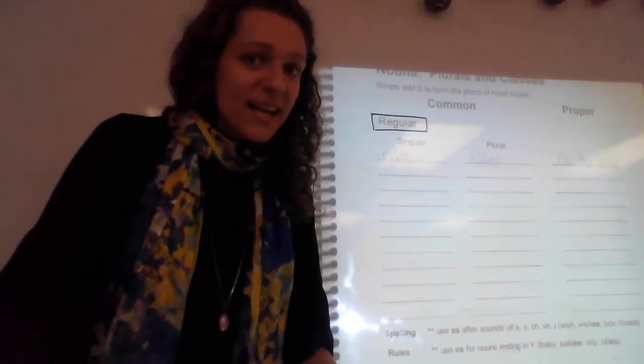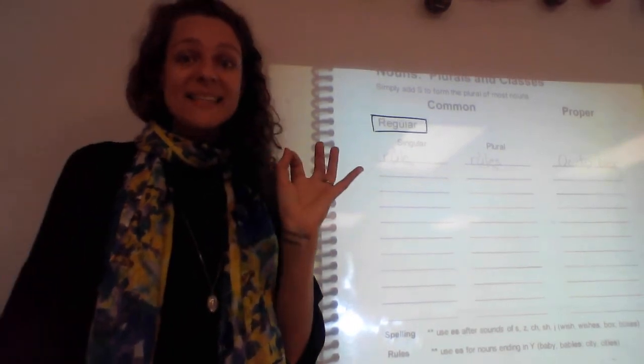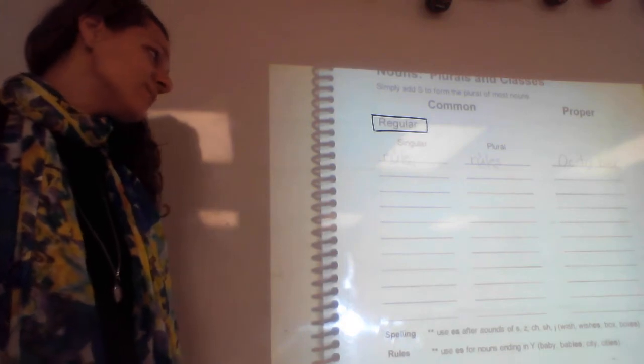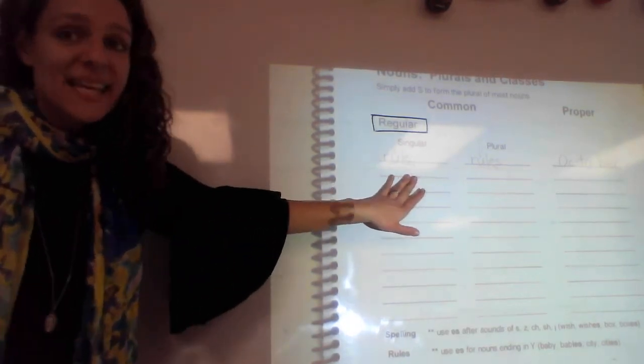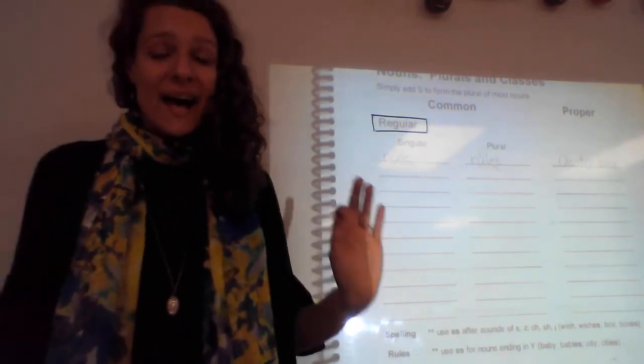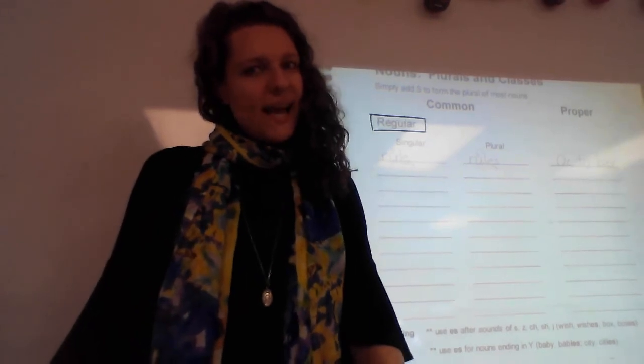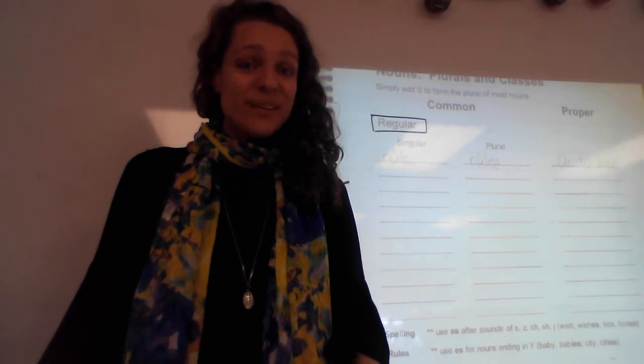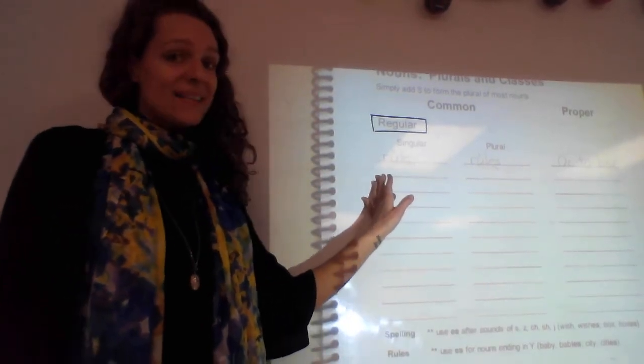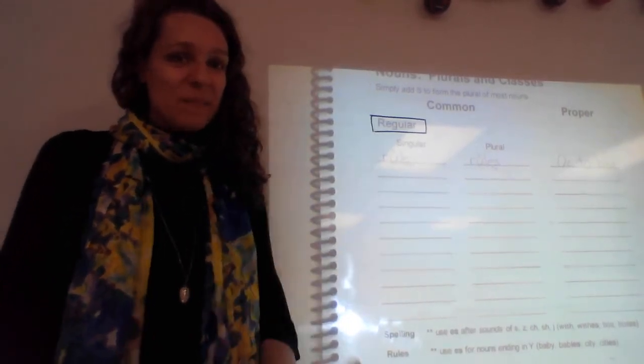All right. Just like our regular verbs use ed to make them past tense. All right. So our first word that we're going to write in the singular column is calf. How do we say calf to spell it? Good, we say calf. That's the singular. Write the sounds in calf. Say them while you write them.